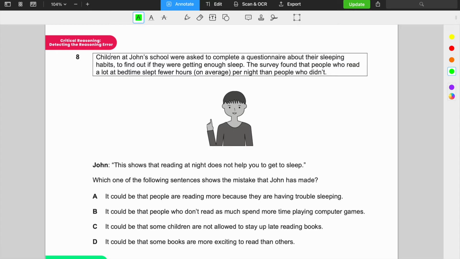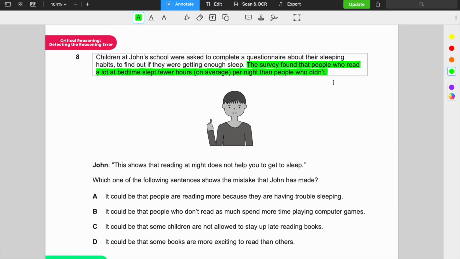Children at John's school were asked to complete a questionnaire about their sleeping habits to find out if they were getting enough sleep. The survey found that people who read a lot at bedtime slept fewer hours on average per night than people who didn't. So again, you have to be very careful about the wording here. So this is the survey finding.